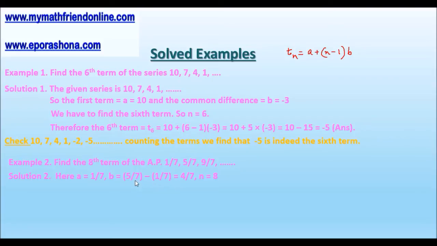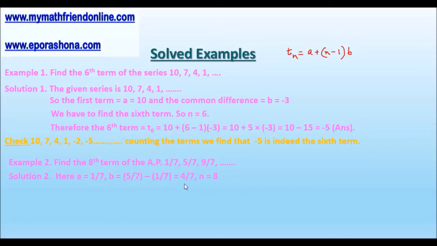See, the denominator is the same. Therefore, we have to just subtract the numerators. 5 minus 1 will be giving us a 4. Okay. We can take the difference between these two terms as well. If we take 9 by 7 minus 5 by 7, 9 minus 5 will be giving us 4 by 7 as well. So the difference will be 4 by 7.